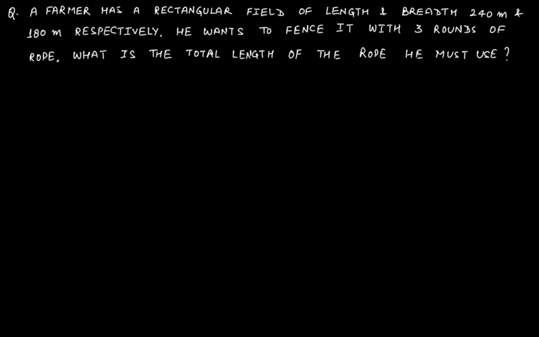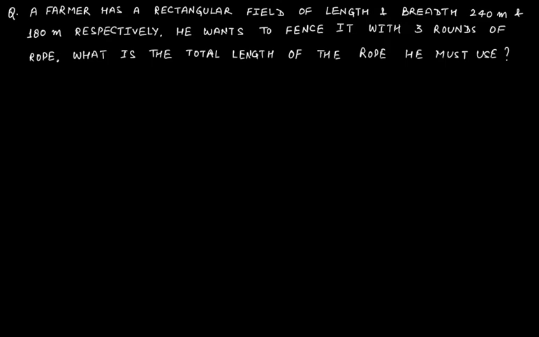We have one more word problem that is related to perimeter of a rectangle. A farmer has a rectangular field of length and breadth 250 meter and 180 meter respectively. He wants to fence it with 3 rounds of rope. What is the total length of the rope he must use?